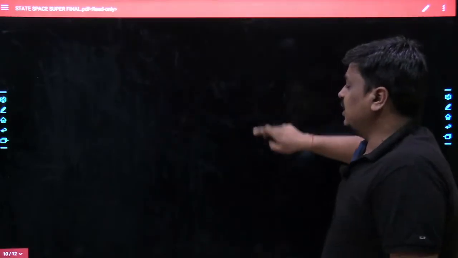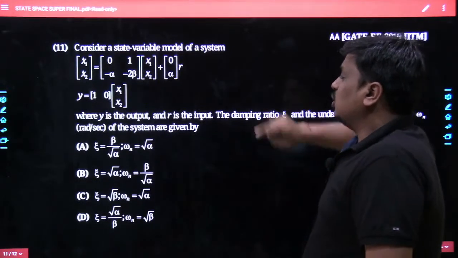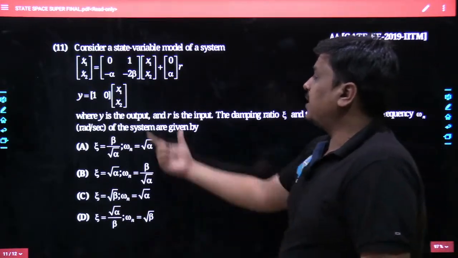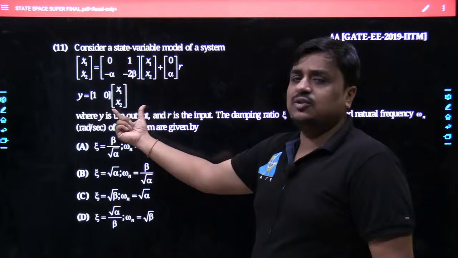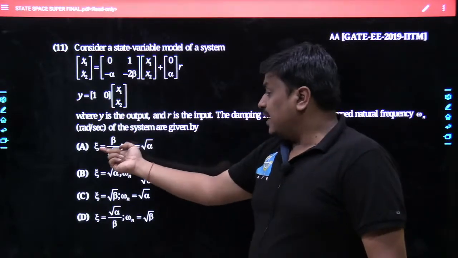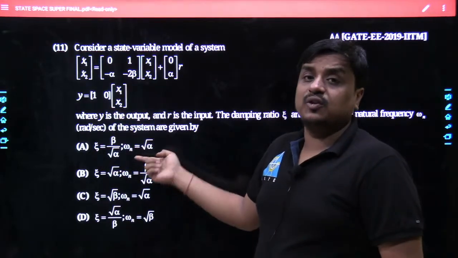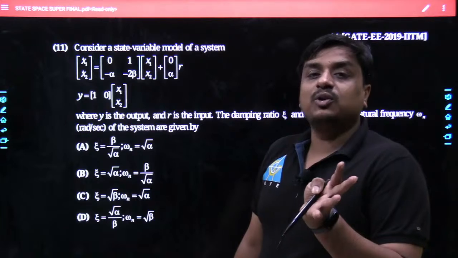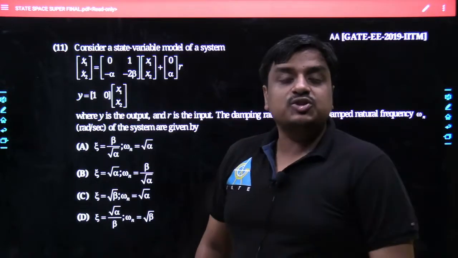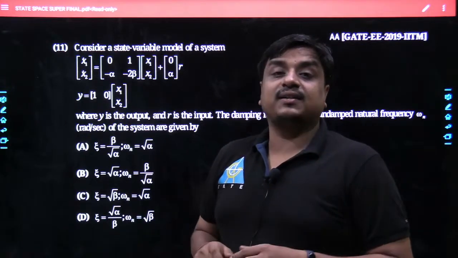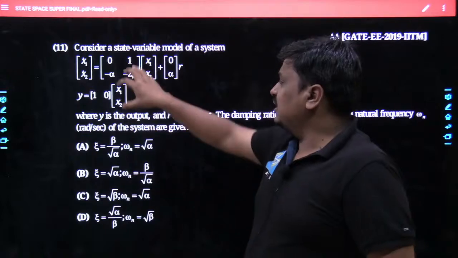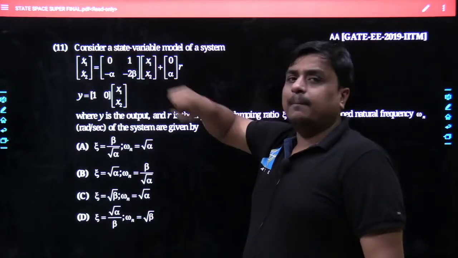Once this problem is over, we are going to take two light numericals. Again, matrix A is known, B is known, C is known. You have to get its damping ratio as well as natural frequency of oscillation. Easily I would be able to get the damping ratio and the natural frequency of oscillation once the characteristic equation is in my hand. Obviously it can be easily retrieved from matrix A.